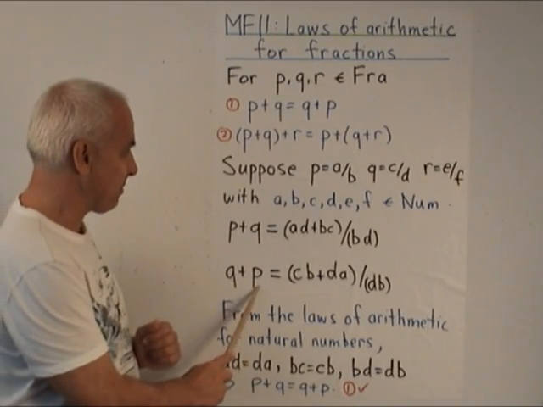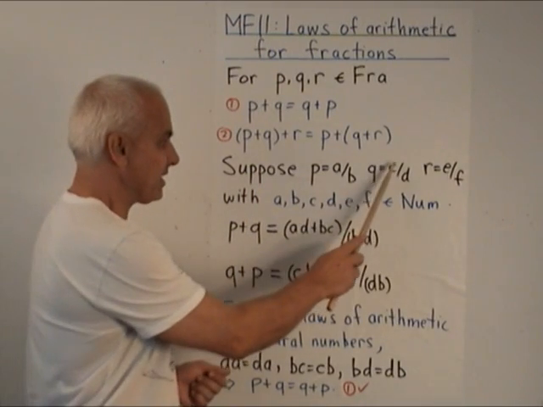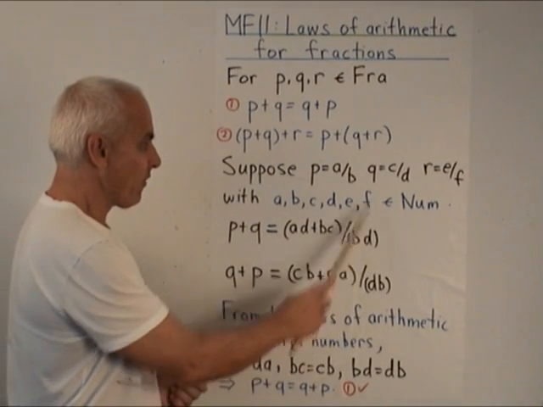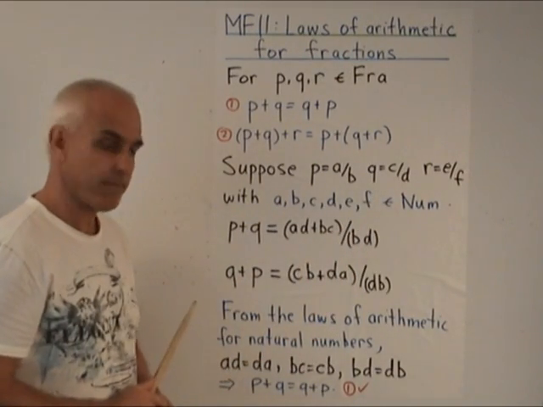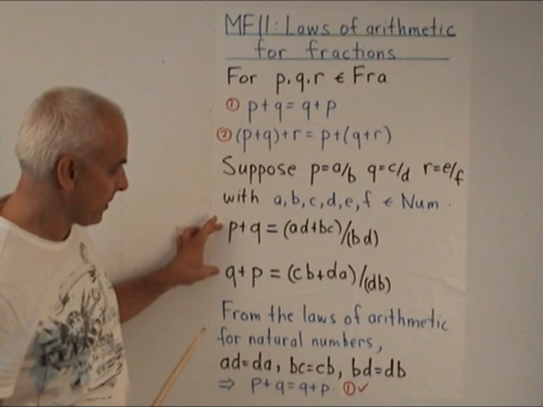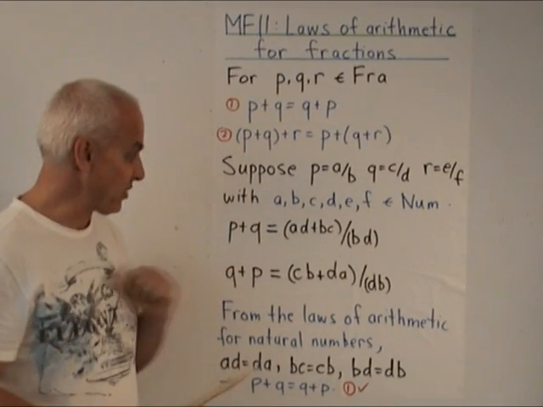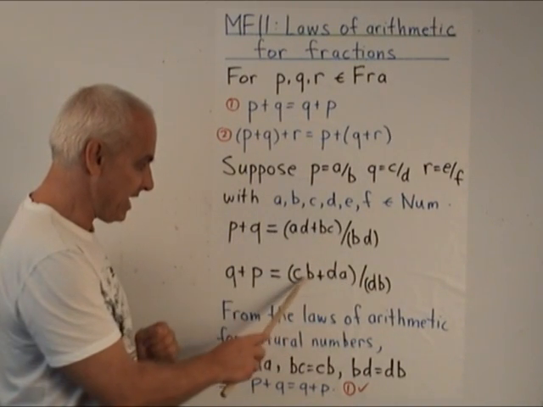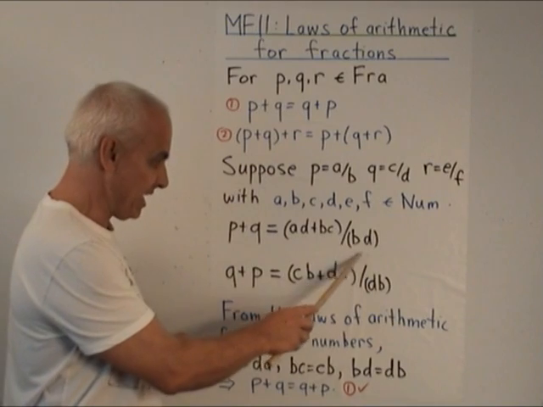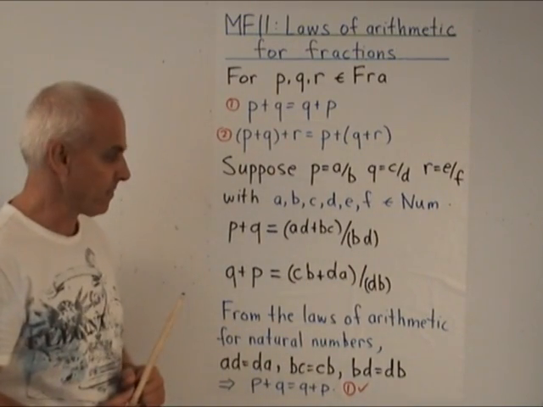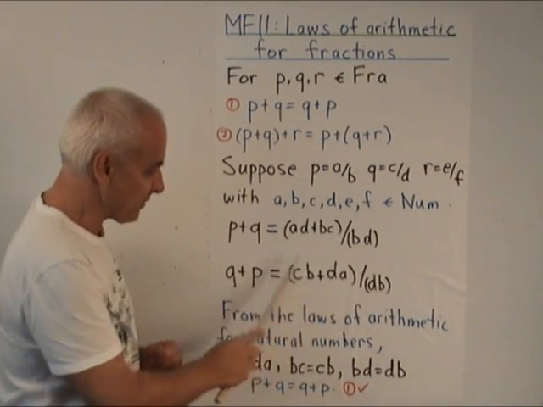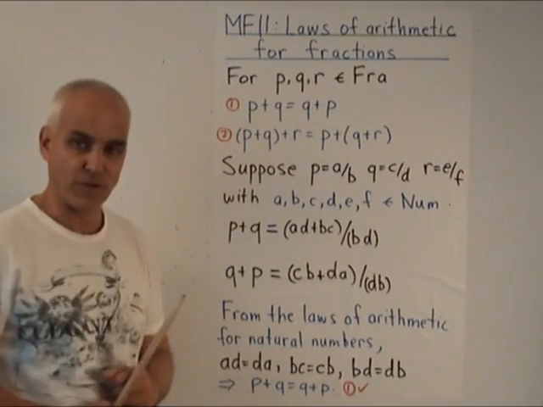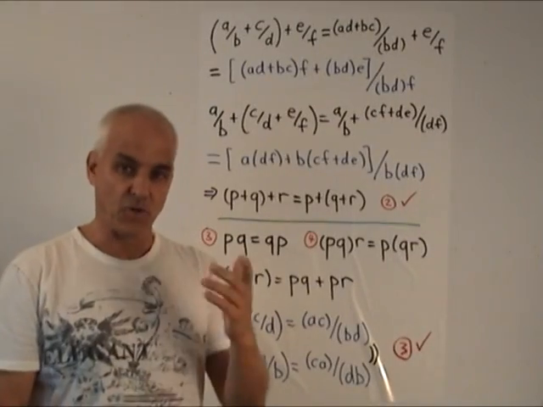On the other hand, Q plus P, we do it the other way around. We get C times B plus D times A, all over D times B. Now, why are these two the same? Well, because from the laws of arithmetic for natural numbers, we know that AD equals DA. We know that BC equals CB. And we know that B times D is D times B. And so we can use the ordinary laws of arithmetic for natural numbers to conclude that this equals this, and that's our first law. Our second law is the associative law.